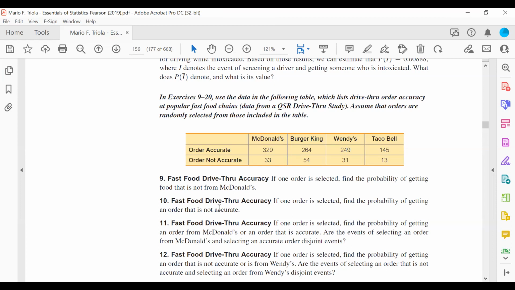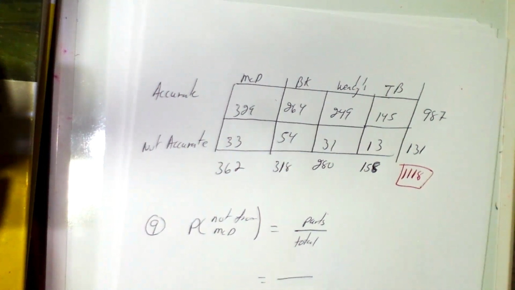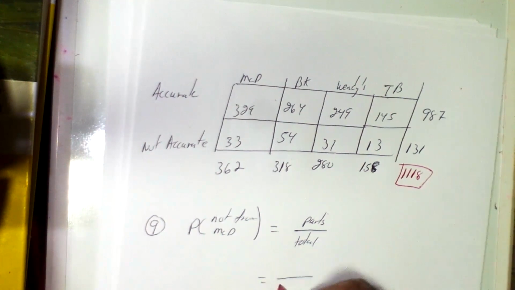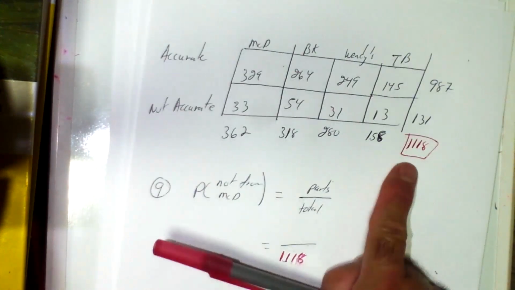I know the total because I got to use parts over total. I know the total is 555. There's my total. It's 555. Should be in red. No, that's 555. Yeah, I was getting the number from the other one. 1118 is my total. Sorry. Yeah, there's my total, 1118.